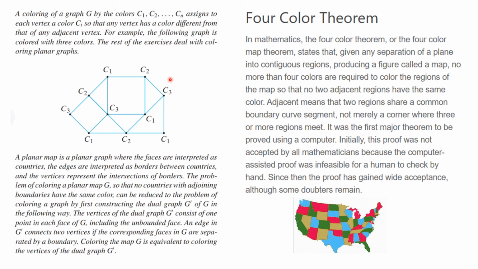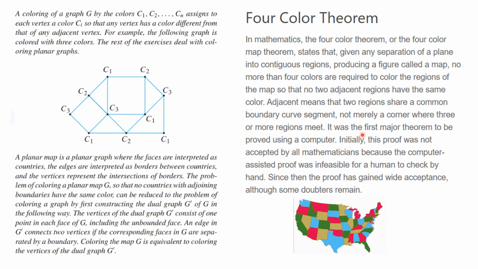It would be wrong if I didn't mention the map coloring problem. In mathematics, the four-color theorem, or the four-color map theorem, states that given a separation of a plane into contiguous regions, like on a map, no more than 4 colors are required to color the regions of the map so that no two adjacent regions have the same color. And adjacent means that two regions share a common boundary, not merely a corner where they meet. And there is a state here somewhere, I think it's the state right here, where they all meet in a point.